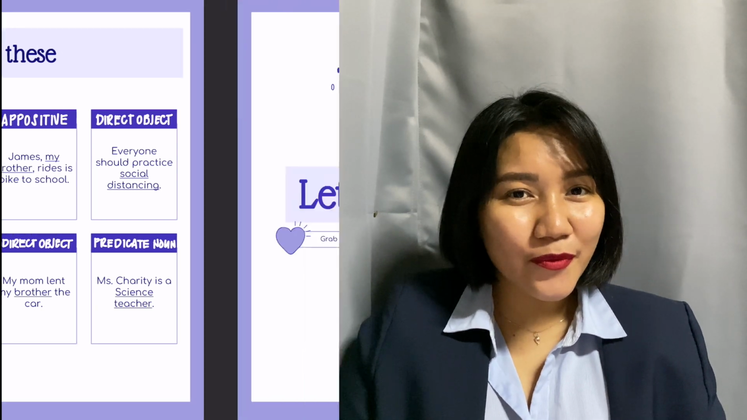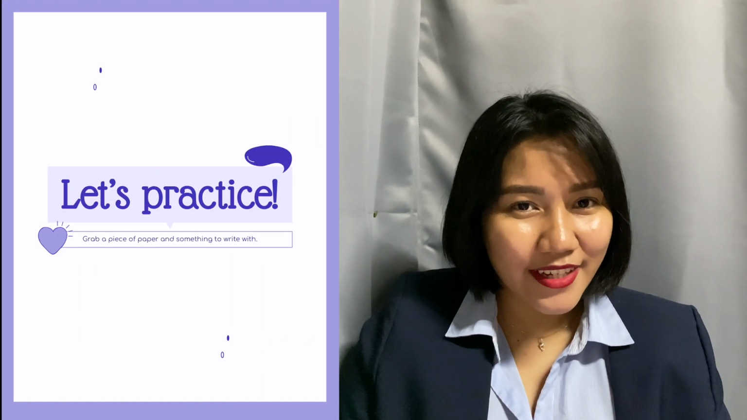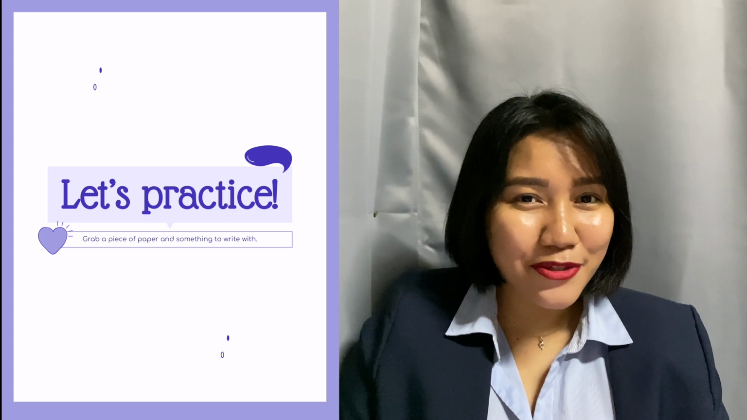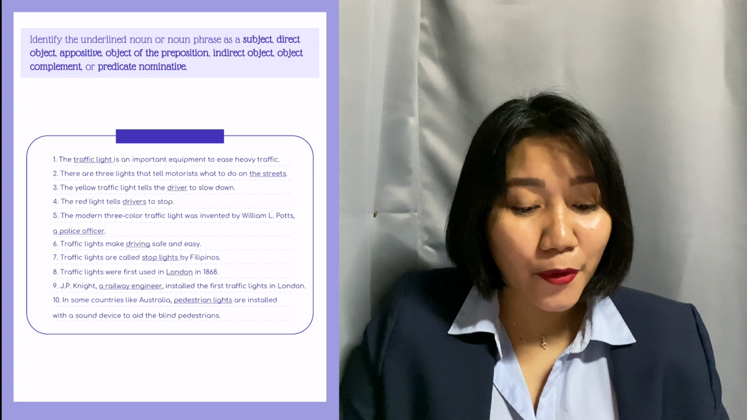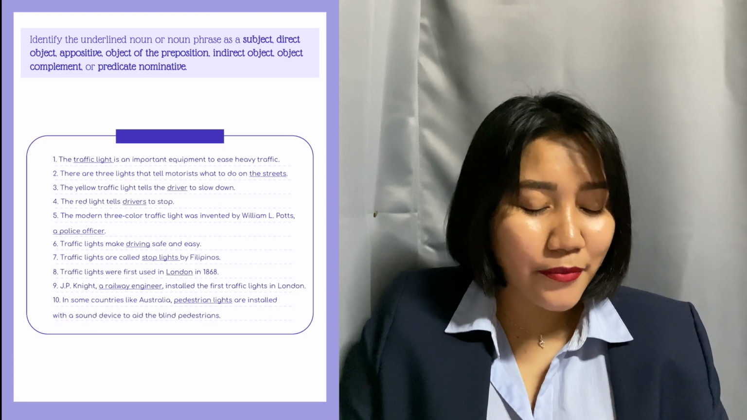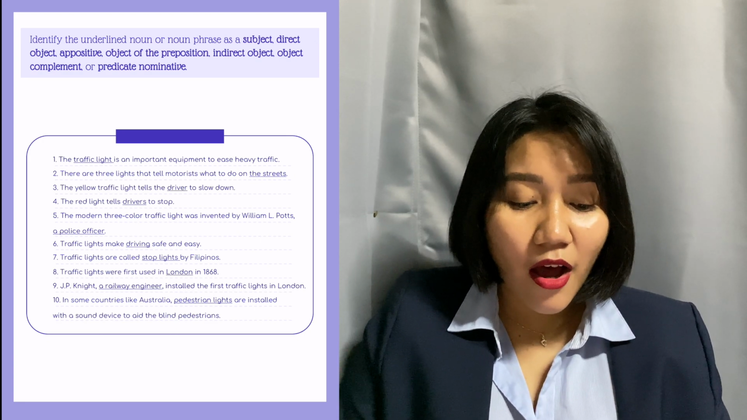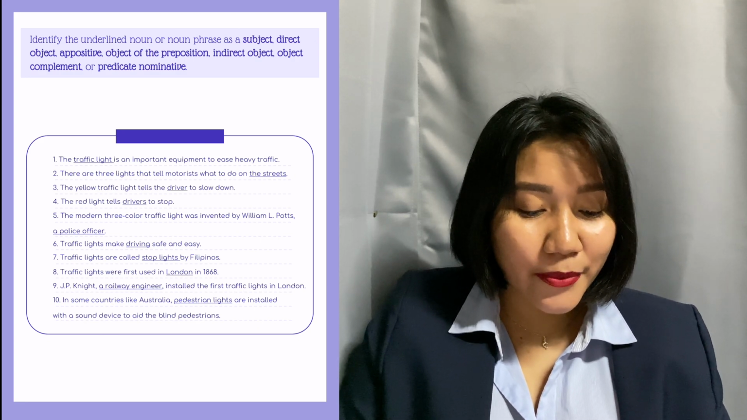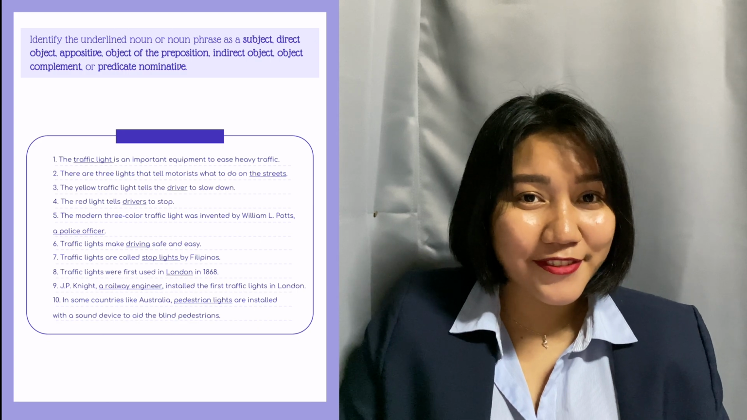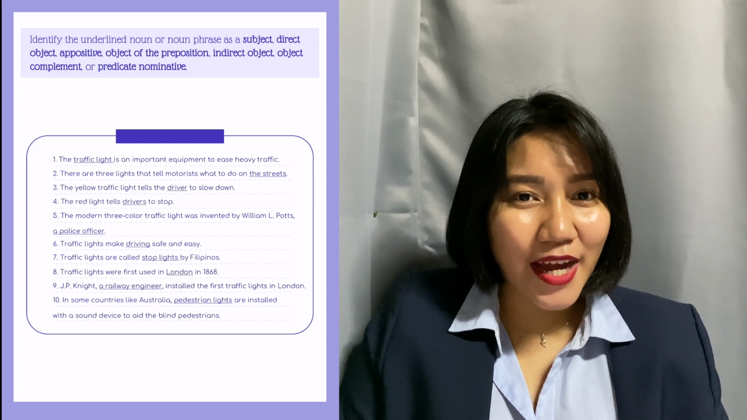Now let's practice what we've learned today with this short activity. Grab a piece of paper and something to write with. Identify the underlined noun or noun phrase as a subject, direct object, appositive, object of the preposition, indirect object, object complement, or predicate nominative. Pause this video now to answer.